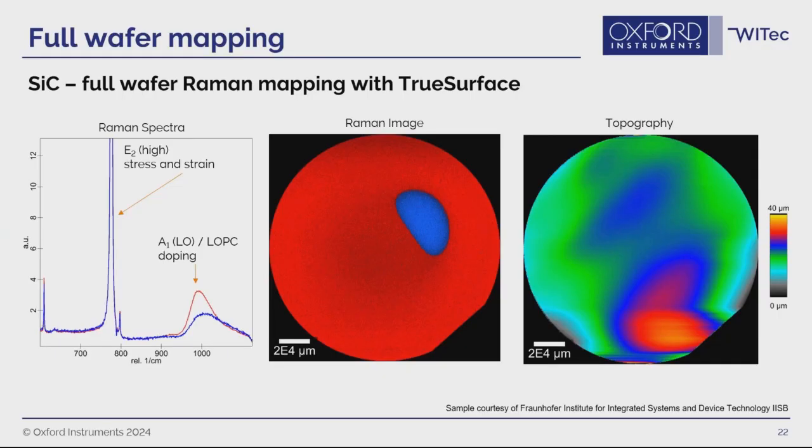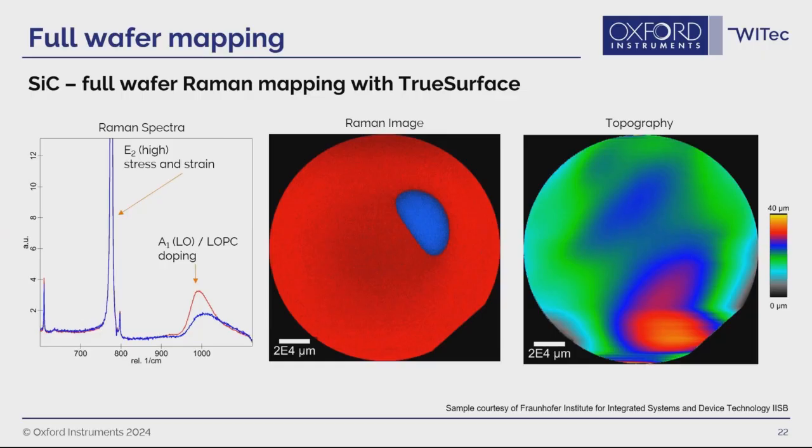Blue spectrum highlights the crystal facet with a higher doping concentration compared to the red one, which is the bulk material. As the wafer is always not perfectly plane, we always use our true surface technology to keep the distance between the objective and the sample always constant. This is important to measure always on the surface of the sample.